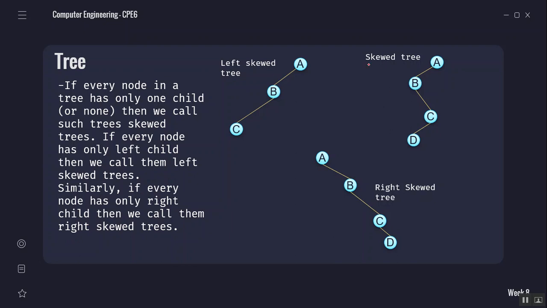So as you can see here, the skewed trees have one child. It has one child from the left, and then this child also has one child, from the right side, and then left. So it's not totally a left skewed tree. At the same time, it's not a right skewed tree. So that's why it's only a skewed tree.